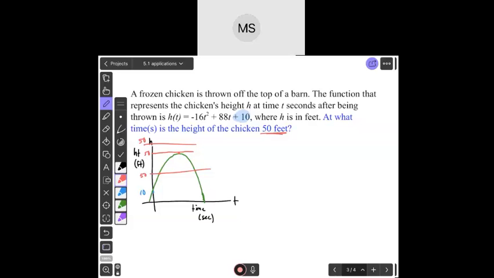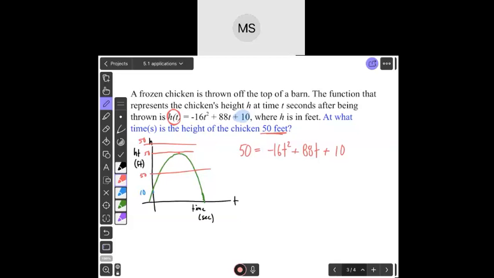So that's what we're after, though. So essentially, the height is 50 feet. Okay. So last time we were looking at those x-intercepts where the height was 0 feet, so we made the left side of the equation 0. Well, now I need to make that left side of the equation 50 because that's the point we're trying to see when it hits, or if it hits. So 50 equals negative 16t squared plus 88t plus 10.